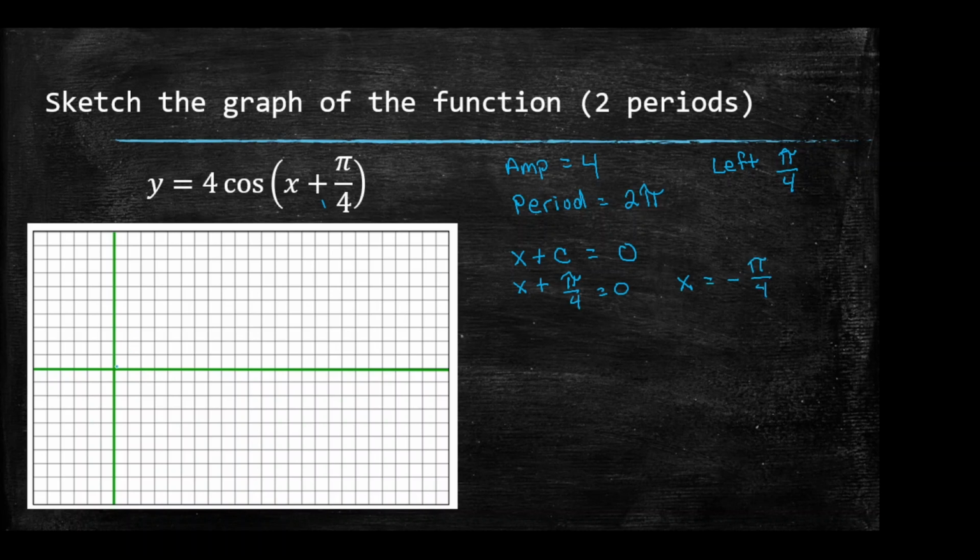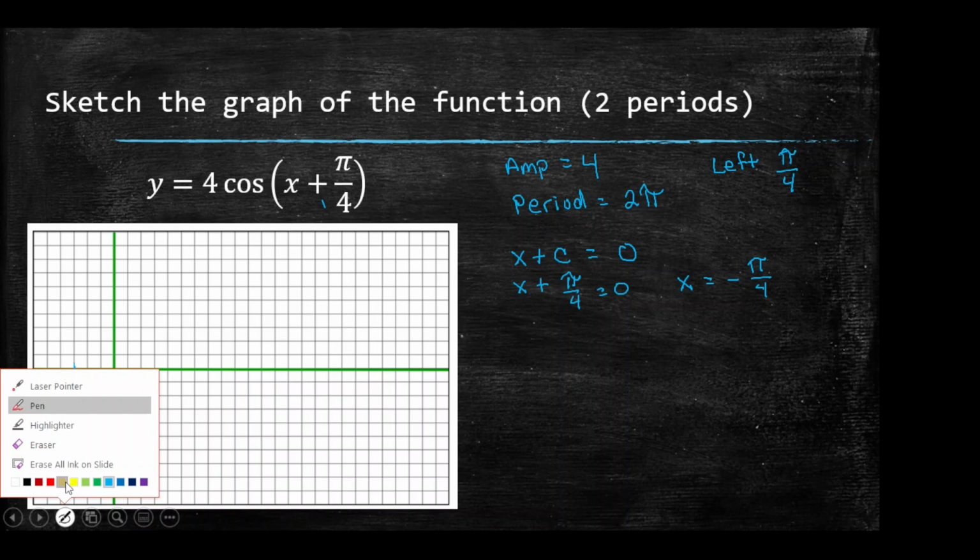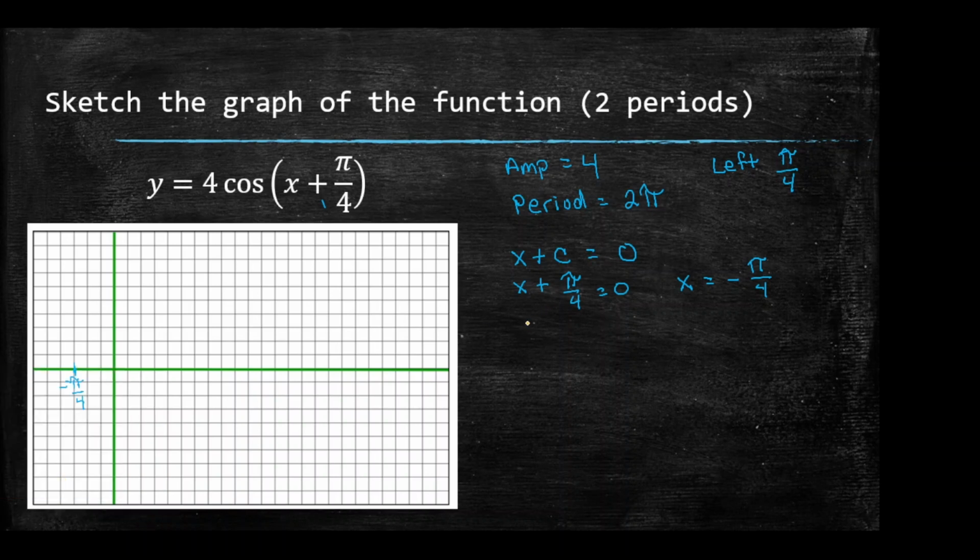So let's put some points on my graph. Let's call this negative pi over 4. And I'm going to take that period and divide it up into 4 components, right? 4 points. If you want, you could also calculate the ending point of this. Let's do that. The period is 2 pi, and so the ending point here is going to be x plus c equals 2 pi.